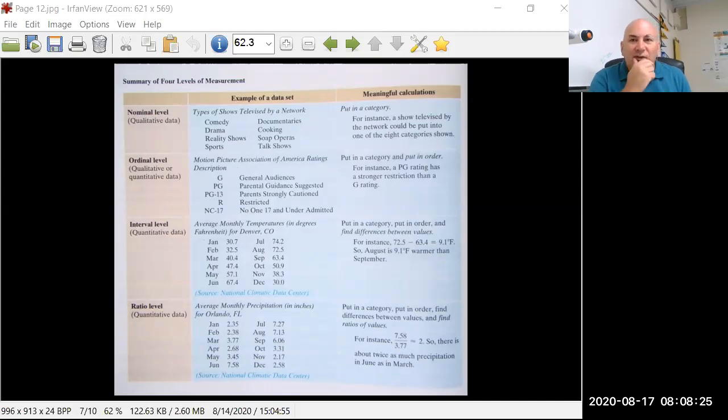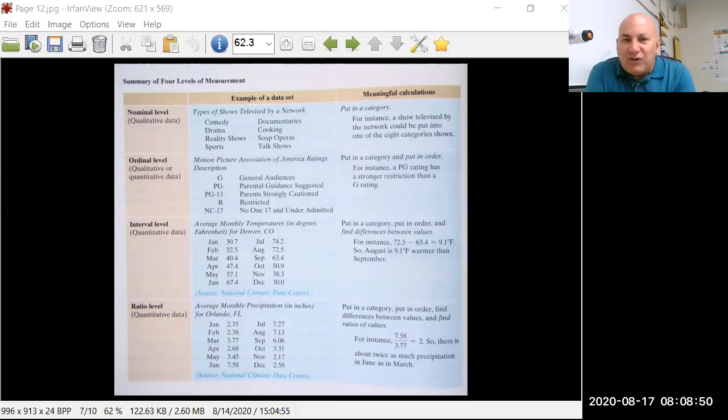The ordinal level is where you can put things in categories, and you can order them, but there's just an ordering. It's not like 10 is greater than 7 by some measurable amount. That could be the interval or the ratio level. The next one is the interval level.